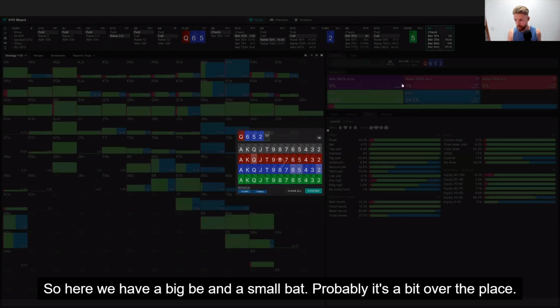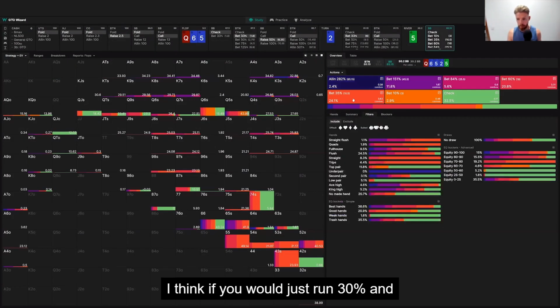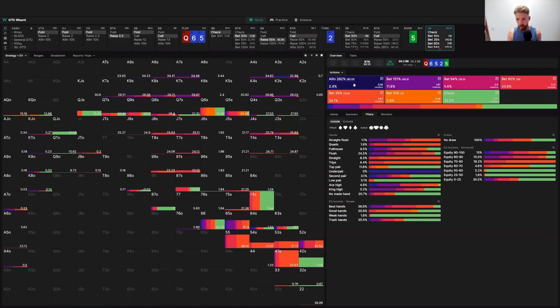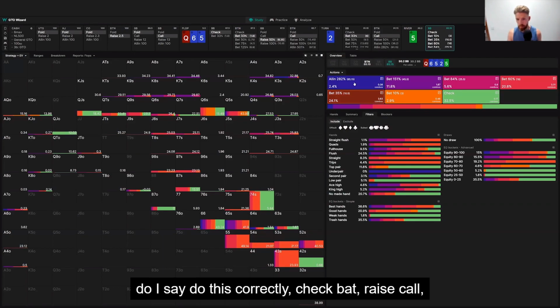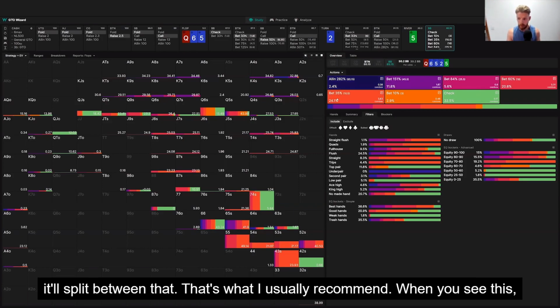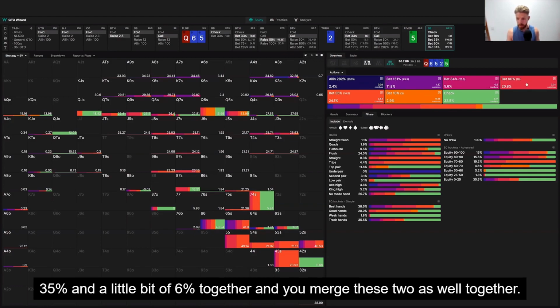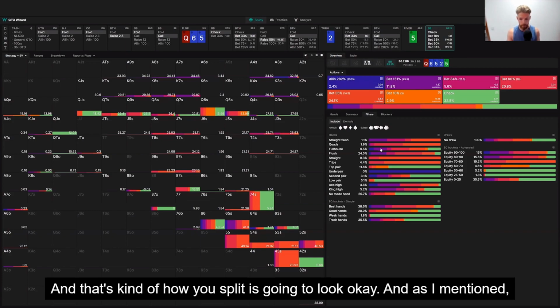So here we have a big bet and a small bet probably. It's a bit all over the place. I think if you would just run 30% and do this correctly? Check, bet, raise, call, bet, call. Yeah, if you would just fill in a big bet and a small bet, it will split between that. That's what I usually recommend when you see this. You kind of merge 10%, 35%, and a little bit of 6% together, and you merge these two as well together. And that's kind of how your split is going to look.